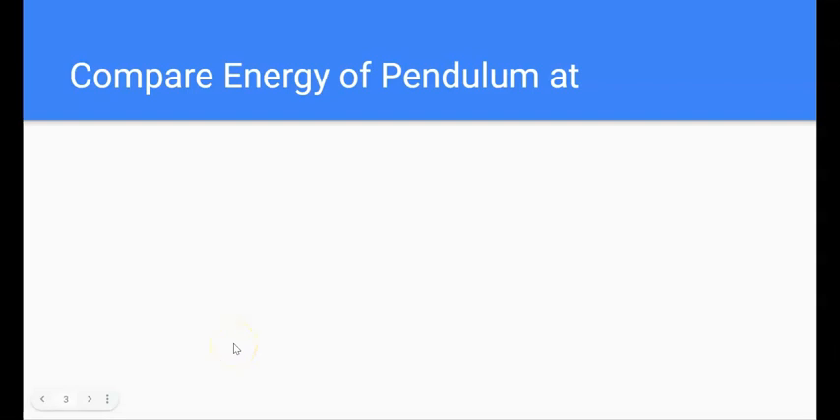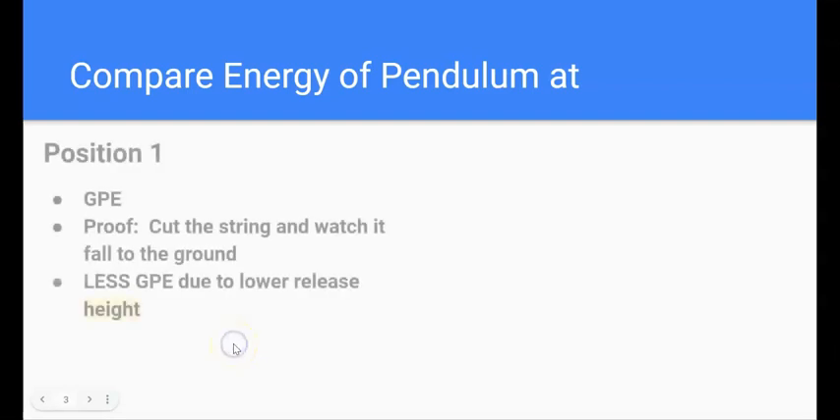So hopefully at this point, it's very clear to you that at position 1, the pendulum was experiencing 100% GPE because it's not moving, it's in a holding pattern, it's at rest. To prove that, you could get a pair of scissors, cut the string, and your bob would fall to the ground.